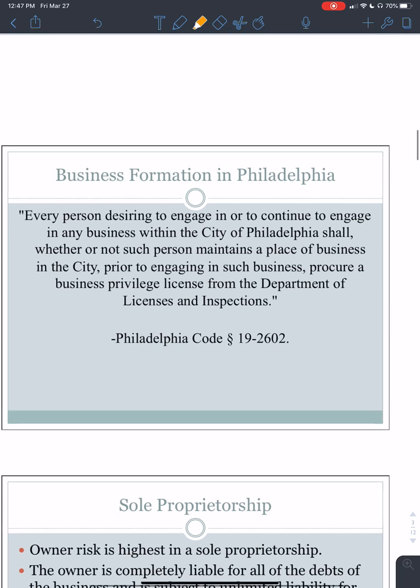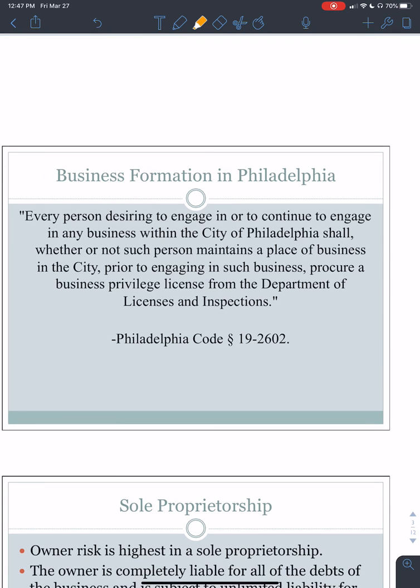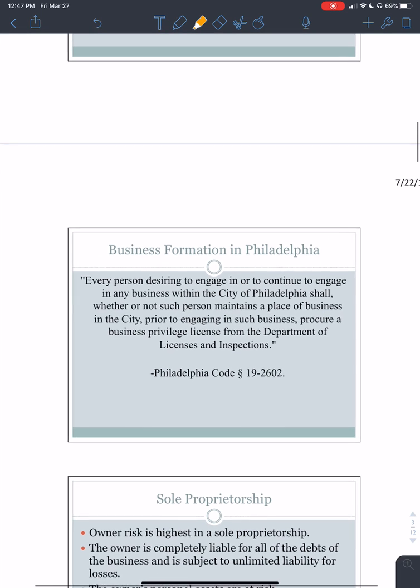Here's the kind of code for business formation in Philly. I know I've covered some of this stuff before, but I'm kind of going over it again just to make sure that everybody has it.